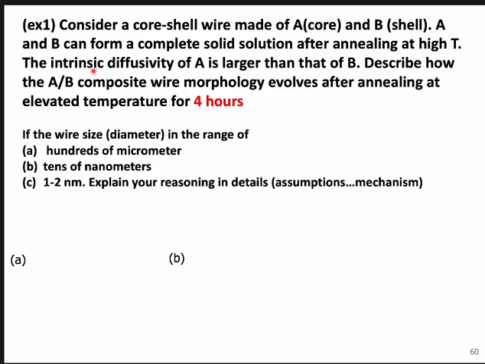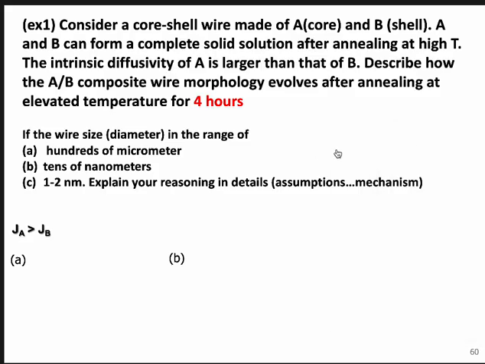So the hint here is that the intrinsic diffusivity of A is much larger than B. Based on Fick's first law, the flux equals negative diffusivity times concentration gradient. But the concentration gradient for A and B, actually pure A and pure B, so there's no big difference in concentration gradient. But the intrinsic diffusivity of A is much larger than B, so according to Fick's first law, JA should be larger than JB.